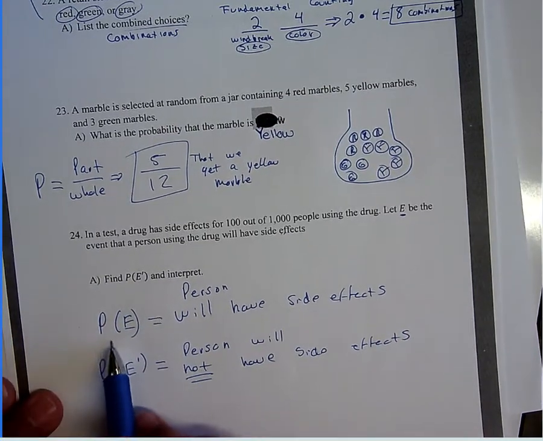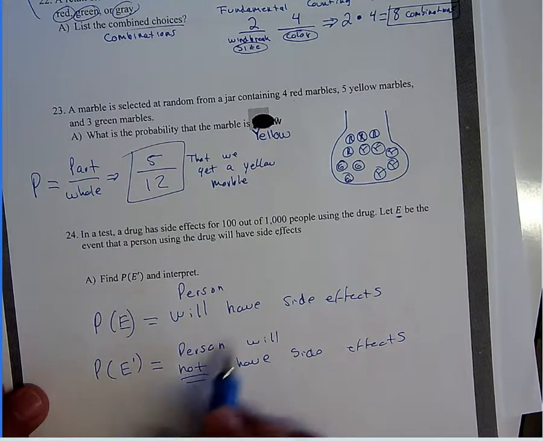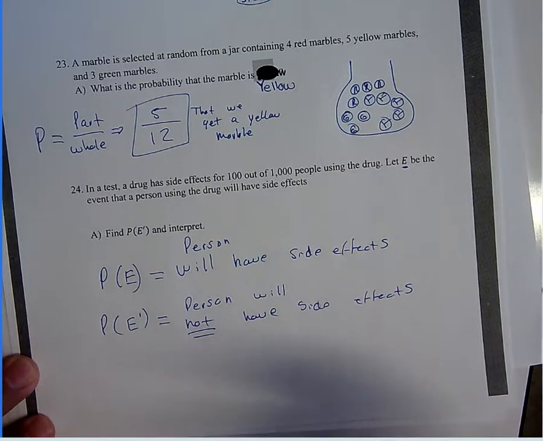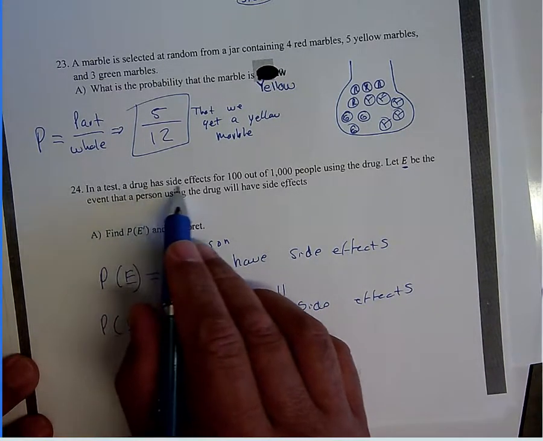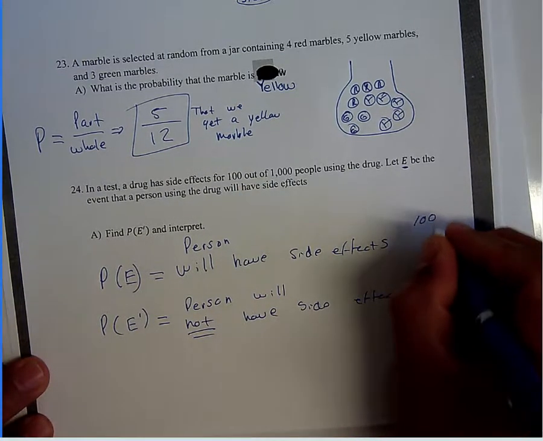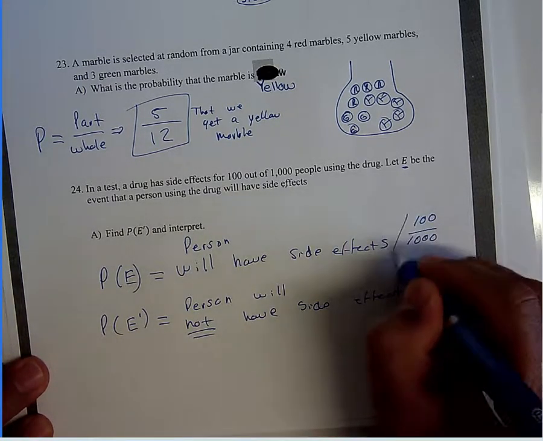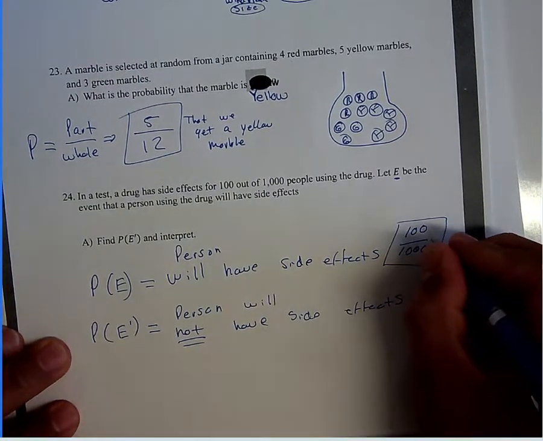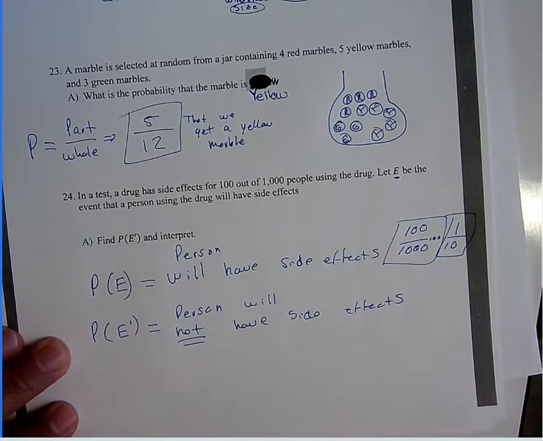That's what that means. So this was given to us. It means people that will have side effects. The E prime would be the opposite of this, which is people who will not have side effects. So what do they want? This one. They want this one. We know this is the answer for this one. We know 100 of 1,000 people have side effects because it's given to us. That is the chance, and you can reduce this. It would be 100, so 1 over 10. 1 over 10 would be the right answer.